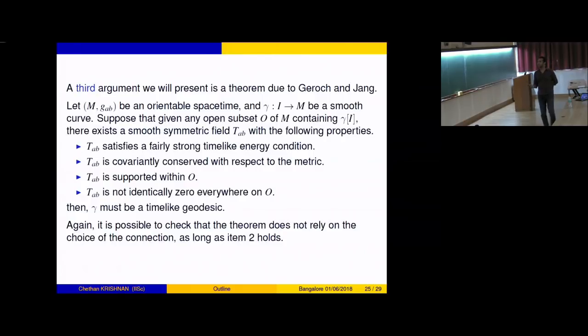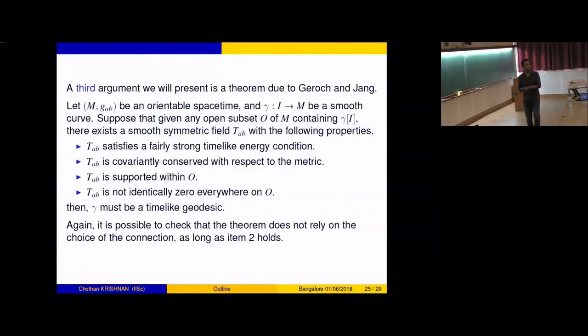And within these assumptions, because this energy condition is actually a time-like energy condition, they show that this trajectory must be time-like and geodesic. So this is a pretty surprising theorem, but it is true. I have not fully understood the proof, but we hope to understand it in the near future. It seems like Geroch is a reasonable person, so I assume the proof is correct. It is possible to check that the theorem does not rely on the choice of connection. This we have managed to check, even though we haven't fully understood the proof.